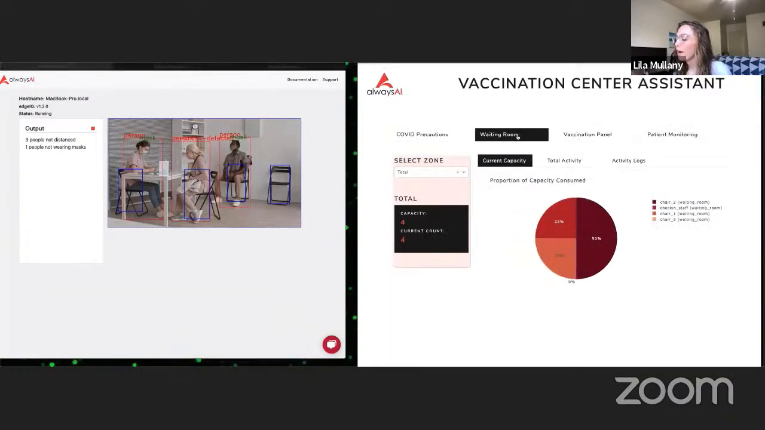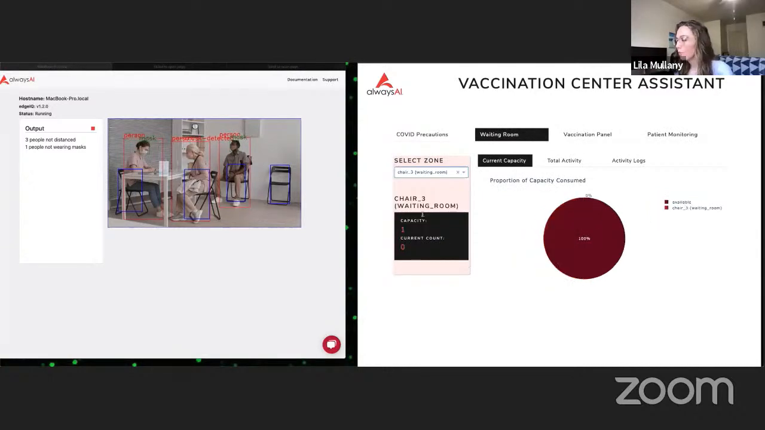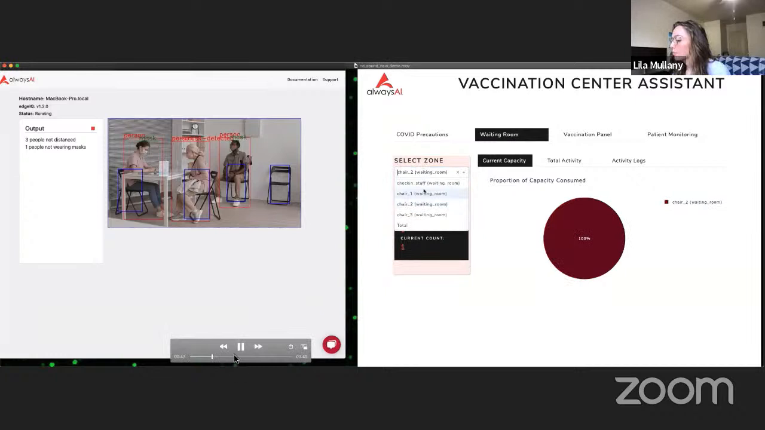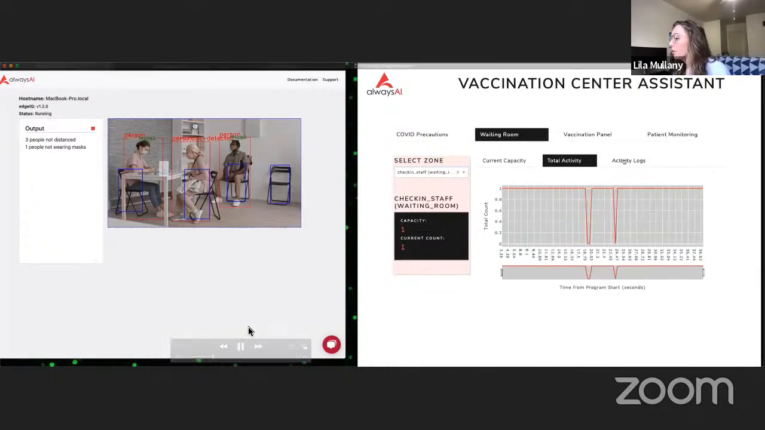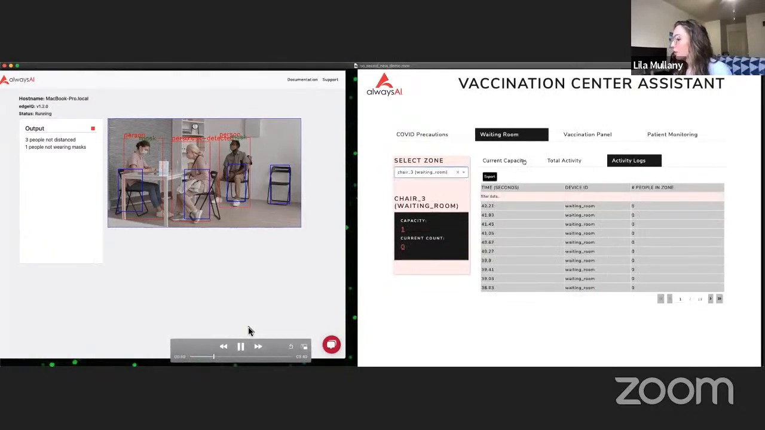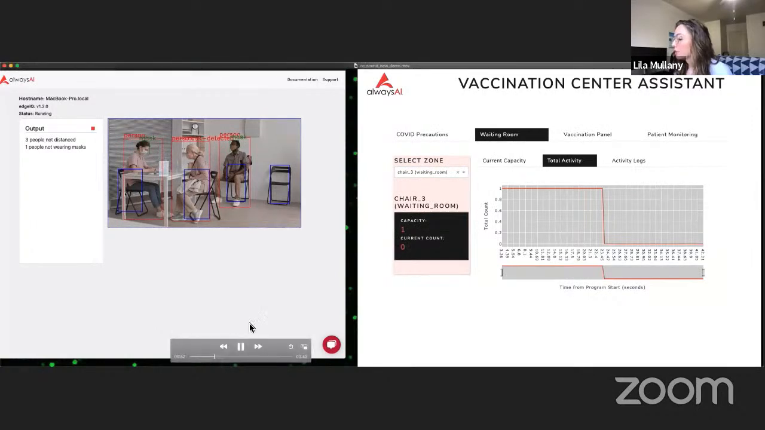So now people have moved along through the waiting room, and we can see that chair 3 was empty now. And we can see that it has availability. So that's some helpful logic you can use to tell people, hey, there's room in the waiting room, come on in. We can see there's some real-time dips. Here we can see the capacity of that chair 3 was full and now it's not.